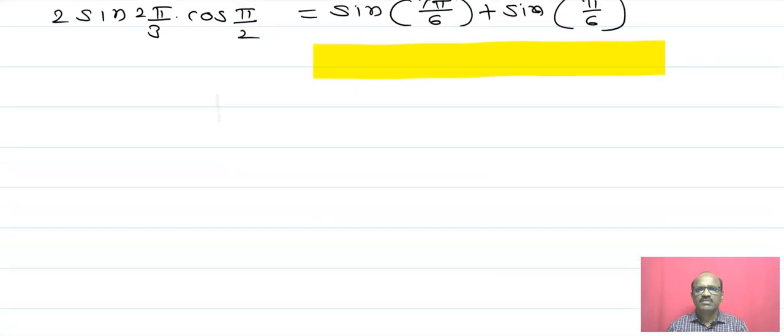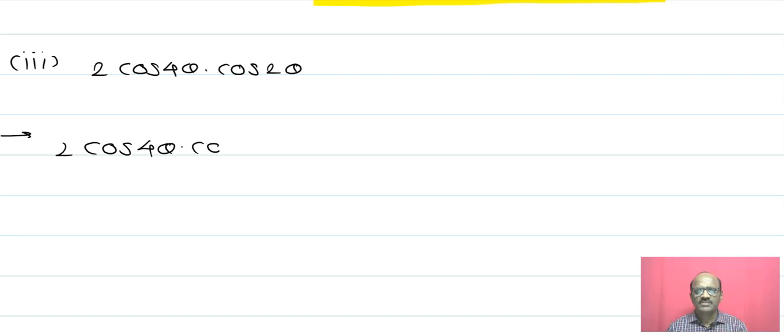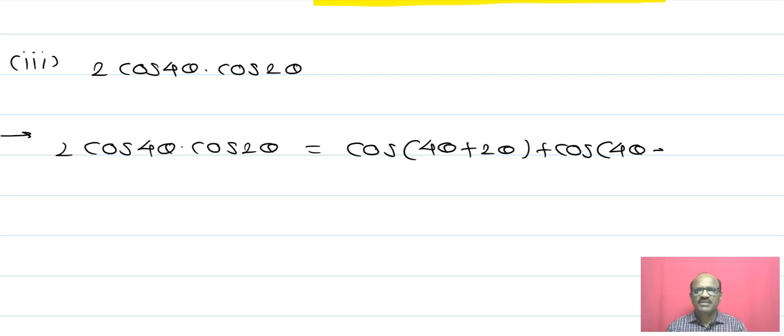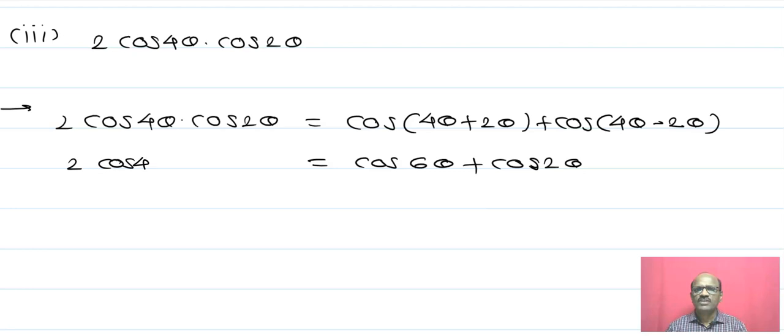Now the answer from the textbook is different, that is where I have the yellow mark. That is 2 cos of 4 theta. For the second problem, the answer is different from the textbook, therefore I write there the yellow mark, you check it. That is 2 times cos of 4 theta into cos of 2 theta. Now apply the formula for the cos, that is cos of A plus B plus cos of A minus B. That is 4 theta plus 2 theta is cos of 6 theta, and cos of 4 theta minus 2 theta is cos of 2 theta.